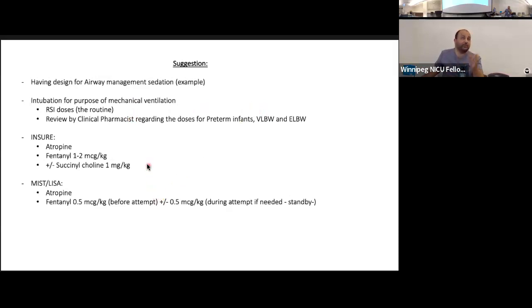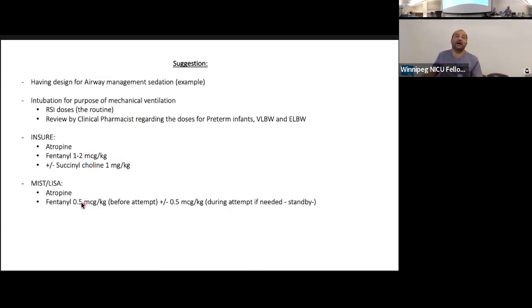Number 2, to have an INSURE-specific route. I'm not against fentanyl with succinylcholine, plus or minus. Some people don't feel comfortable giving succinylcholine and think that fentanyl is enough for this kind of procedure. It could be. All of us agree that we prefer INSURE for one thing: the baby is well sedated and muscle relaxed, so I can intubate easily without resistance and the movements of the baby.